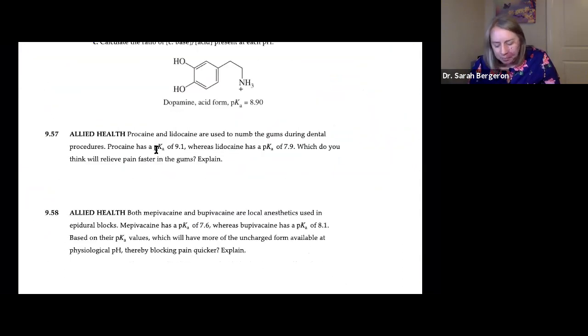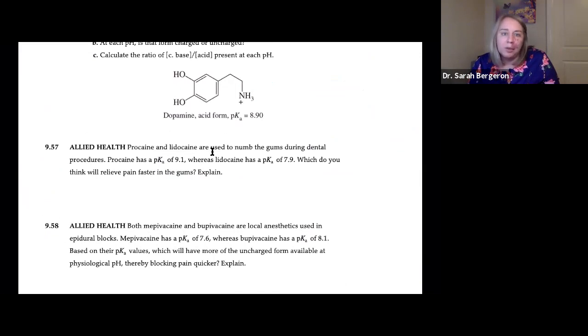All right, here we go. Procaine and lidocaine are used to numb the gums during dental procedures. Procaine has a pKa of 9.1, whereas lidocaine has a pKa of 7.9. What do you think will relieve pain faster in the gums? And explain. So what do you think? Pause and kind of think about this one.